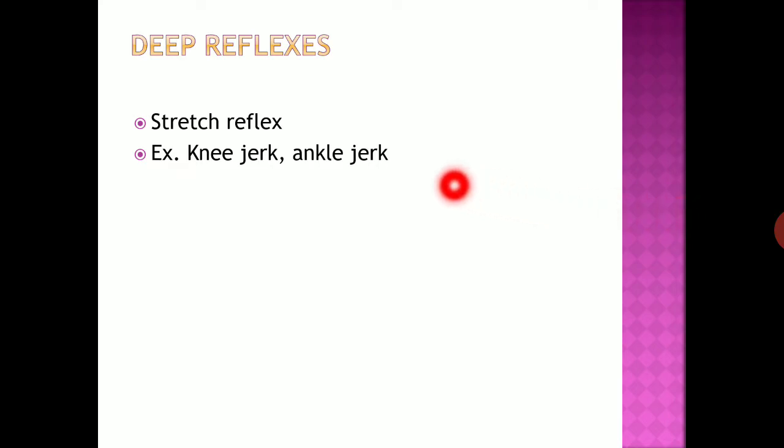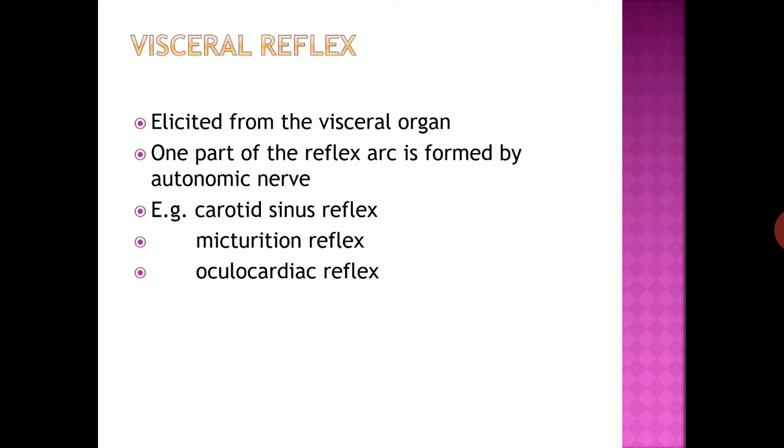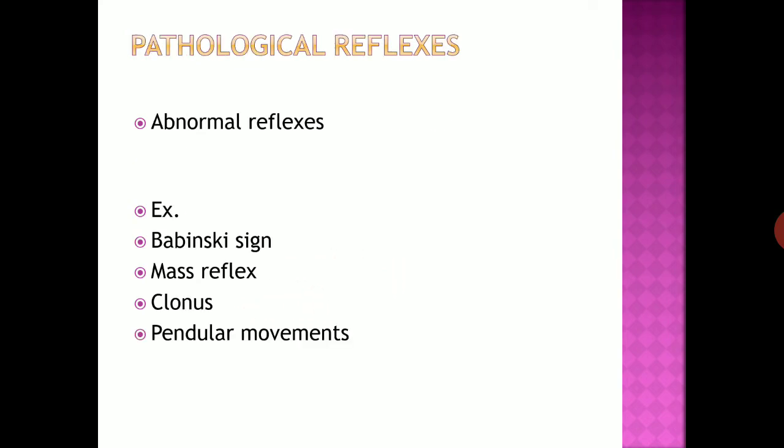Deep reflexes, example is stretch reflex. An example of stretch reflex are knee jerk and ankle jerk. Visceral reflexes are elicited from visceral organ. In this reflex, one part of reflex arc is formed by autonomic nerve. Example, carotid sinus reflex, micturition reflex, and oculocardiac reflex. Now pathological reflexes, they are abnormal reflexes: Babinski sign, mass reflex, clonus, and pendular movements.